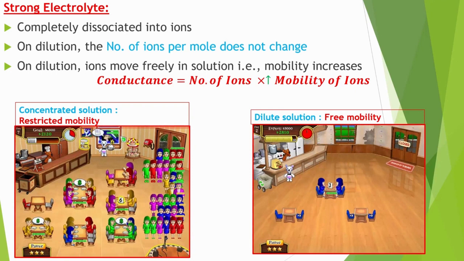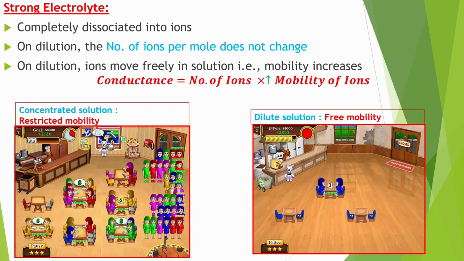Per mole, how many ions were present? The same number of ions will be present now in a larger volume. That is the difference. The number of ions per mole will not change. On dilution, the same number of ions will be present in a larger volume. Now look at the picture. You compare the same volume of a concentrated solution of a strong electrolyte with a dilute solution of a strong electrolyte. In a concentrated solution, in a given volume, so many ions are present. They are congested. Whereas in a dilute solution, in the same volume, fewer ions are present.